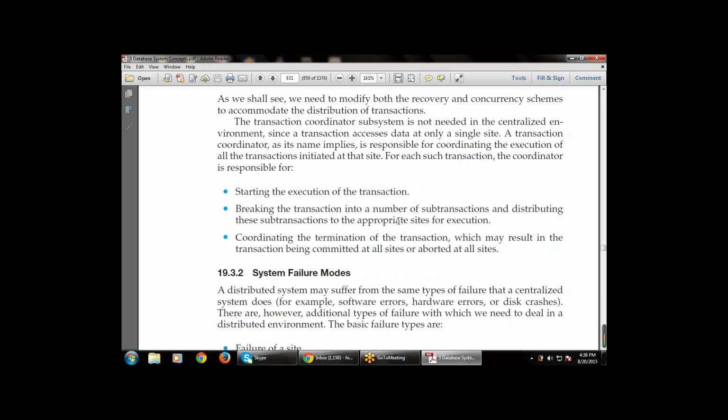Next, system failure modes, that is, what are the various modes in which the system fails. A distributed system may suffer from the same types of failure that a centralized system does, for example, software errors, hardware errors, or disk crashes. There are, however, additional types of failure that need to be dealt with in a distributed environment.